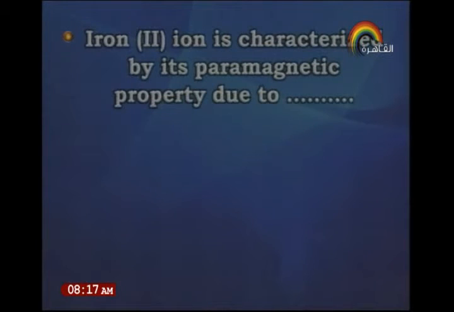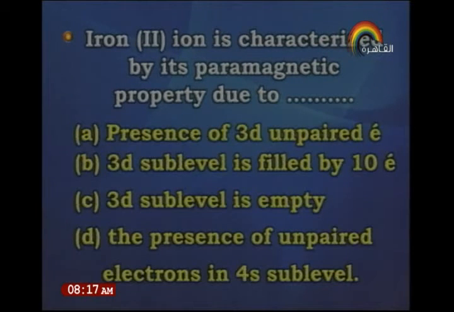Next point, iron 2 ion is characterized by its paramagnetic property due to what? Presence of 3D unpaired electrons, or 3D sublevel is filled by 10 electrons, 3D sublevel is empty, the presence of unpaired electrons in 4S sublevel? Yes, if you think about it, it will be the presence of 3D unpaired electrons.